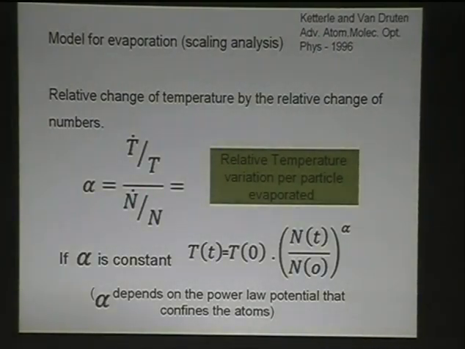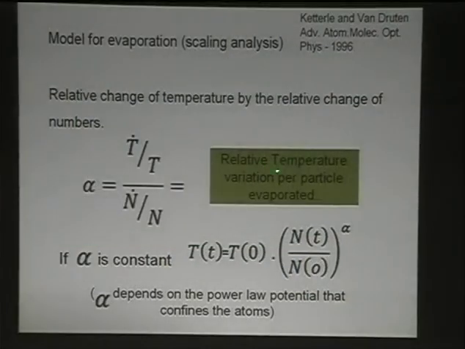And the whole idea here is, all those things follow a logarithmic law, right? They always decay in time in an exponential way, so everything is logarithmic here. So let's start by defining what we call the relative temperature variation per particle that is evaporated. So if my temperature is changing by T dot, I divide by T. And if my number of particles is decreasing by N dot, I divide by N. And if I take the ratio of these two quantities, I have this quantity which I call alpha. Okay? So this alpha means how much temperature I decrease per particle I evaporate.